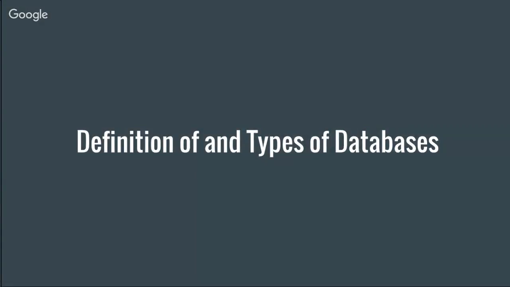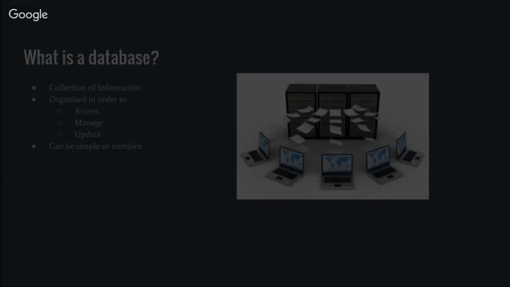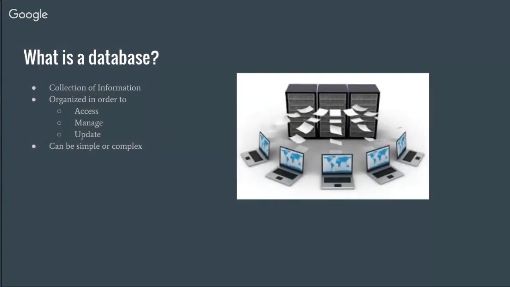So let's start by defining what a database is and some types of databases. What is a database? Databases are a collection of information that is organized so that it can be easily accessed, managed, and updated. Databases can be as simple as an alphabetic arrangement of names or as complex as a database that provides information that is in a multitude of formats.